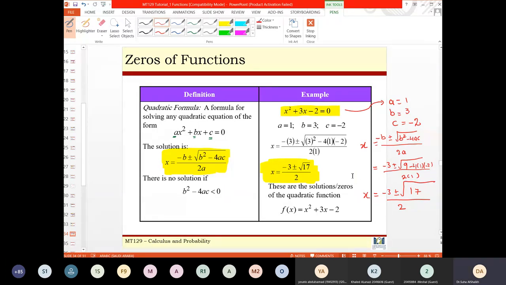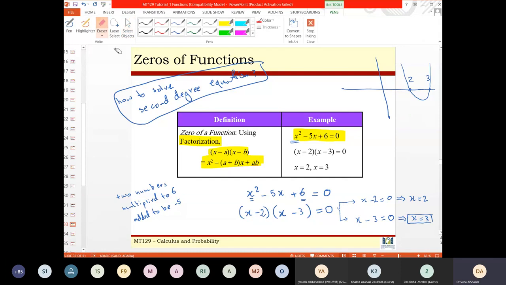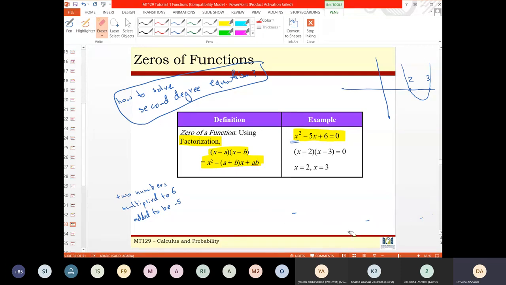Okay, fine. Now let me go back to this example. Let's solve it using the rule. I can solve it using the rule, by the way. If I don't want to factorize, I can use the rule. What is the rule? x equals minus b plus or minus the root of b squared minus 4ac over 2a. What is the a? 1. What is the b? Minus 5. What is the c? 6. Take their signs, be careful.